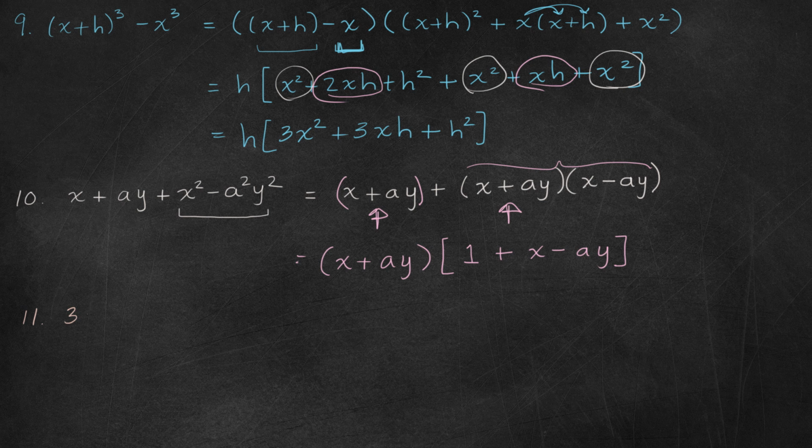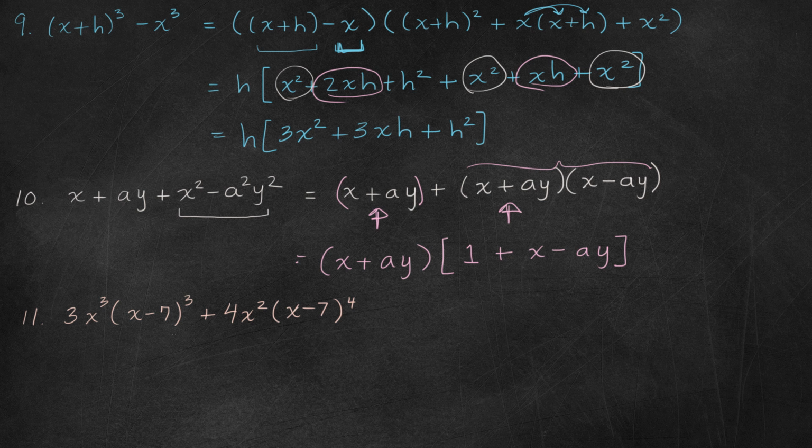11. 3x cubed times x minus 7 cubed plus 4x squared times the quantity x minus 7 to the fourth.